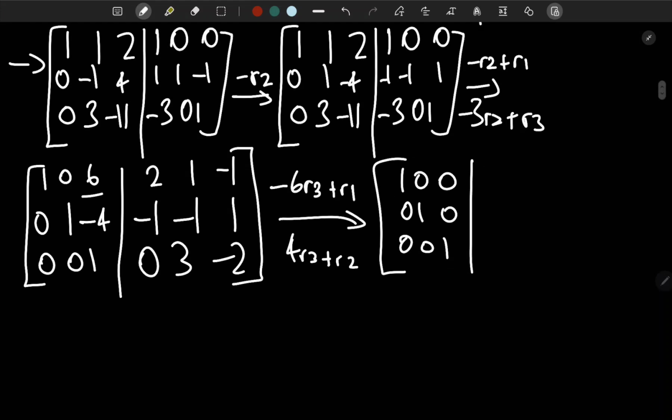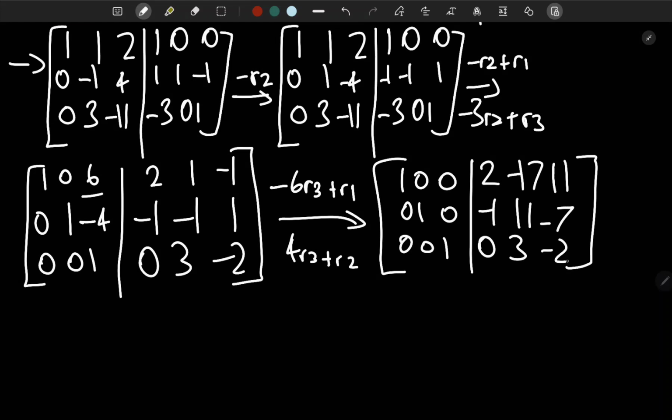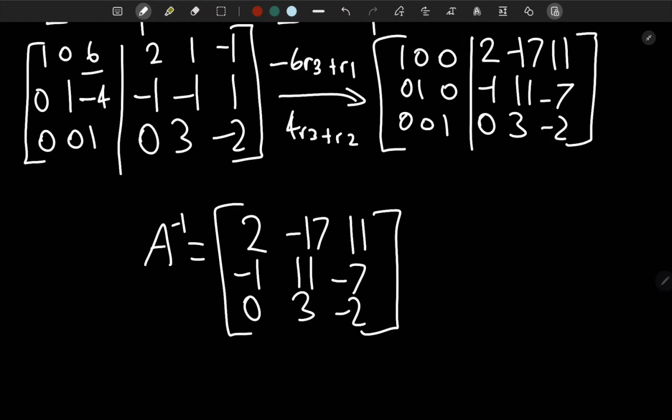And here we have the inverse matrix, which is going to be 2 minus 17 11, minus 1 11 minus 7, 0 3 and minus 2. So here is the A inverse matrix, which is this one.